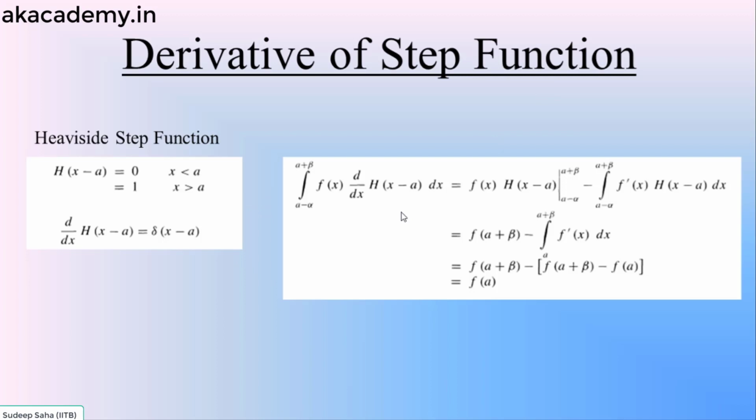Another very important representation is the derivative of a step function. This is defined as a step function, which is also called Heaviside step function, which is defined as 0 when x is less than a and 1 when x is greater than a. So at a particular value it has a constant value, and before that it is simply 0. We'll prove that the derivative of this step function is essentially a delta function.